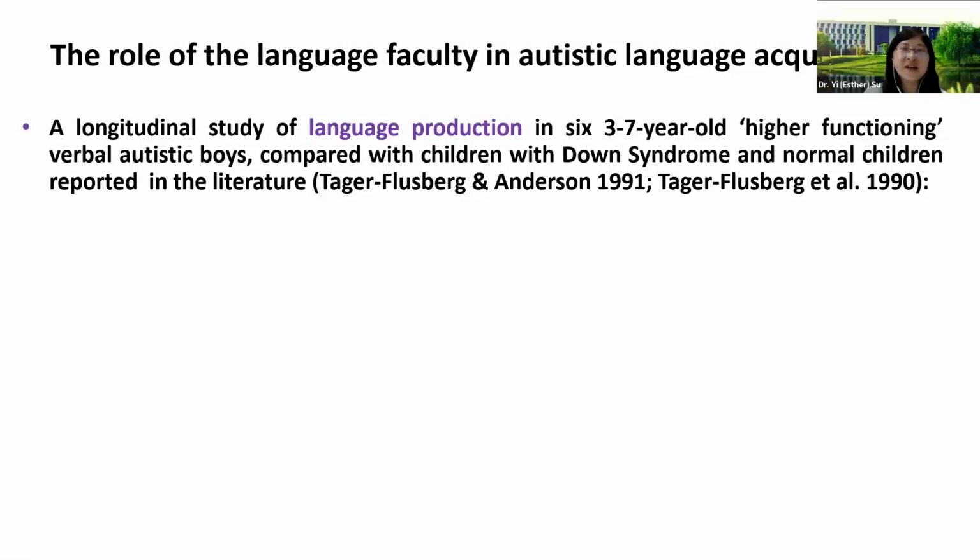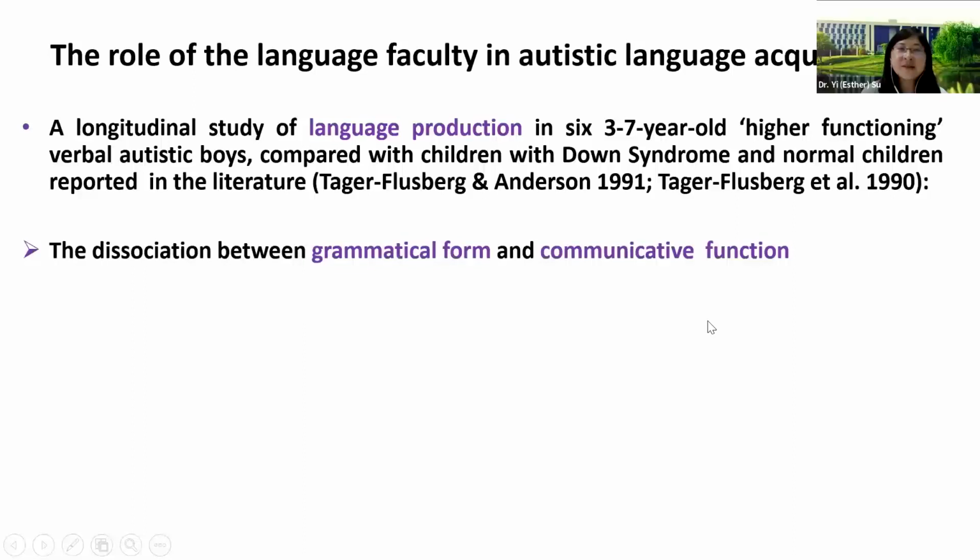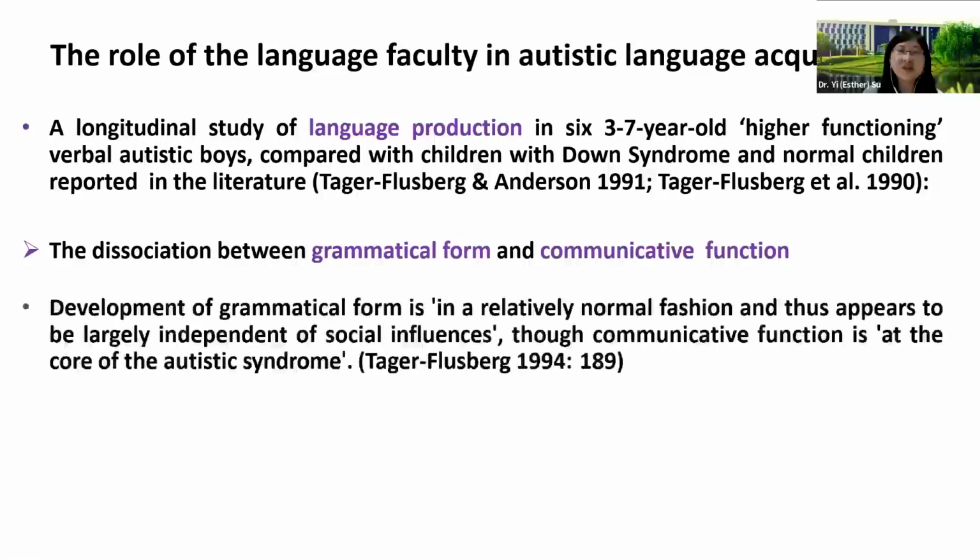One group of studies has been conducted by Professor Helen Tager-Flusberg and her colleagues. These are longitudinal studies of language production in high-functioning verbal autistic boys, compared with children with Down syndrome and normal children reported in the literature. They found a dissociation in production between grammatical form and communicative functions. So they have strengths in producing grammatical forms, but impairments in communicative functions.